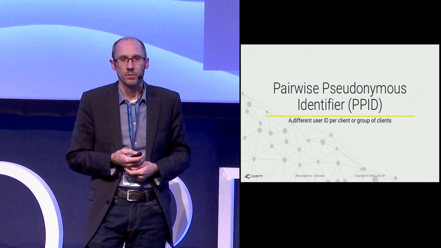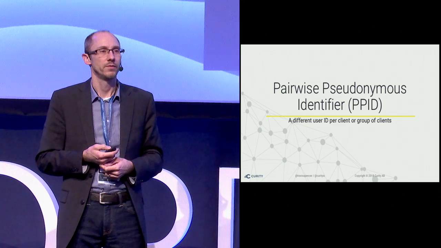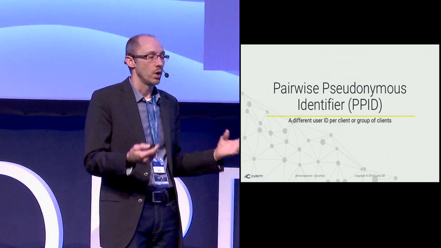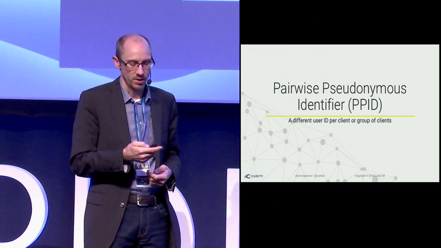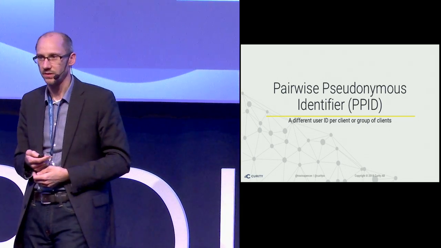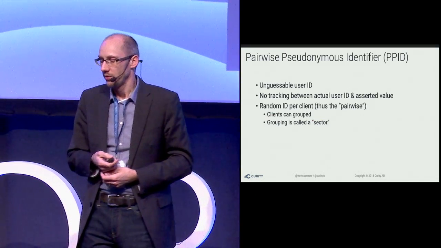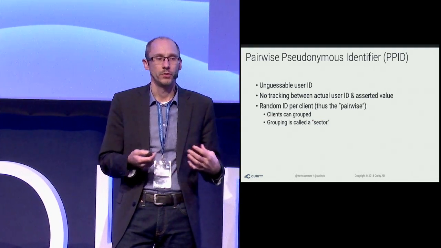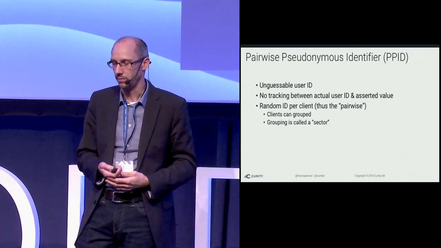Next thing I want to talk to you about that will help you to meet GDPR and to create privacy-aware implementations of identity is something called Pairwise Pseudonymous Identifiers. And this is a different identifier per client application. So a PPID is an unguessable user ID. You can't figure it out. You can't predict it. It's completely random.